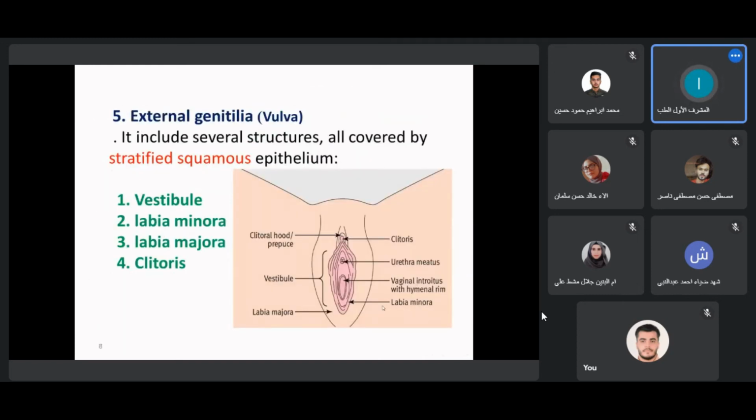The external part, or the last part of the female reproductive system, is the external genitalia, or the vulva. It's divided into 4 structures, all lined by stratified squamous epithelium: the vestibule, the inner lips, or the labia minora, the outer lips, the labia majora, and this is the clitoral hood, or the clitoris.